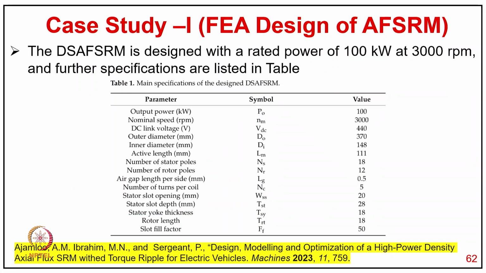Now the doubly-sided axial flux machine is designed with the rated power 100 kilowatt at 3000 rpm, and further specifications are listed here. The output power 100 kilowatt, nominal speed 3000 rpm, DC link voltage 440 volt, outer diameter 370 millimeter, inner diameter 140 millimeter, active length 111 millimeter, number of stator poles 18, number of rotor poles 12, axial air gap length per side 0.5 millimeter, number of turns per coil 5, stator slot opening 20 millimeter, stator slot depth 28 millimeter, stator yoke thickness 18 millimeter, and rotor length 18 millimeter, and slot fill factor typically 50%.